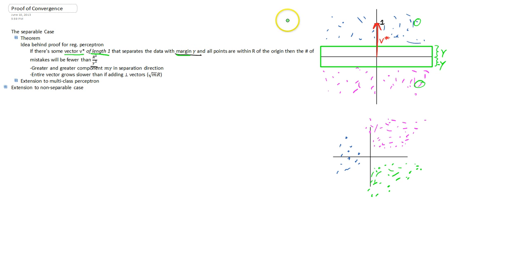And then we've got another distance, which is the distance of all the points from the origin. That's going to be less than r. Because obviously if we had a point way out here, still separated by gamma, but an update involving that point could really screw up your vector. So in order for our vectors not to be screwed up too much, there has to be some limited norm for each of the vectors.